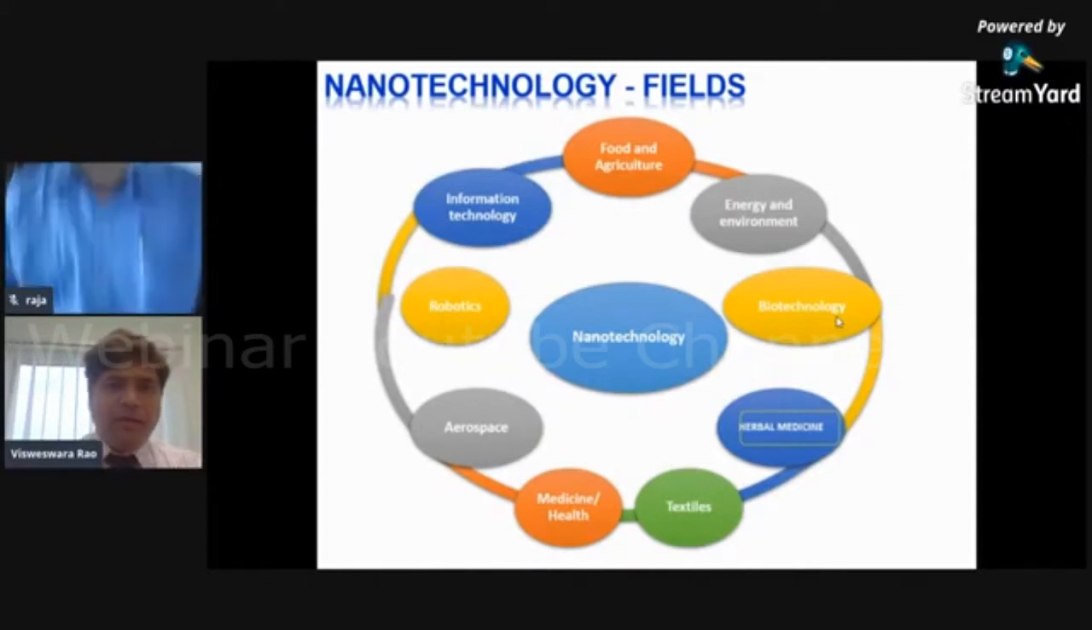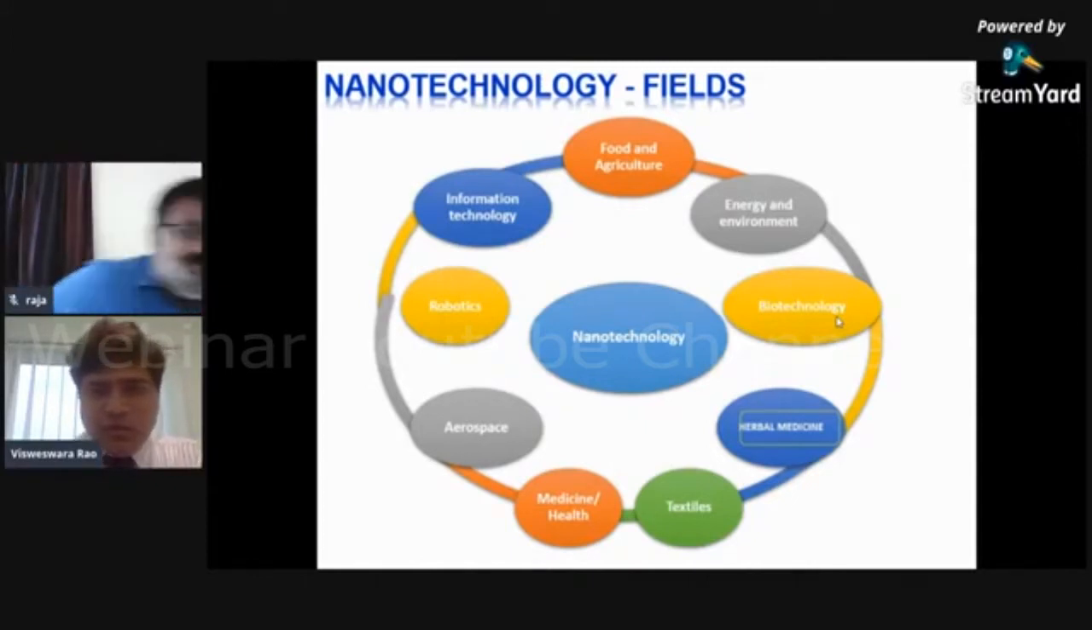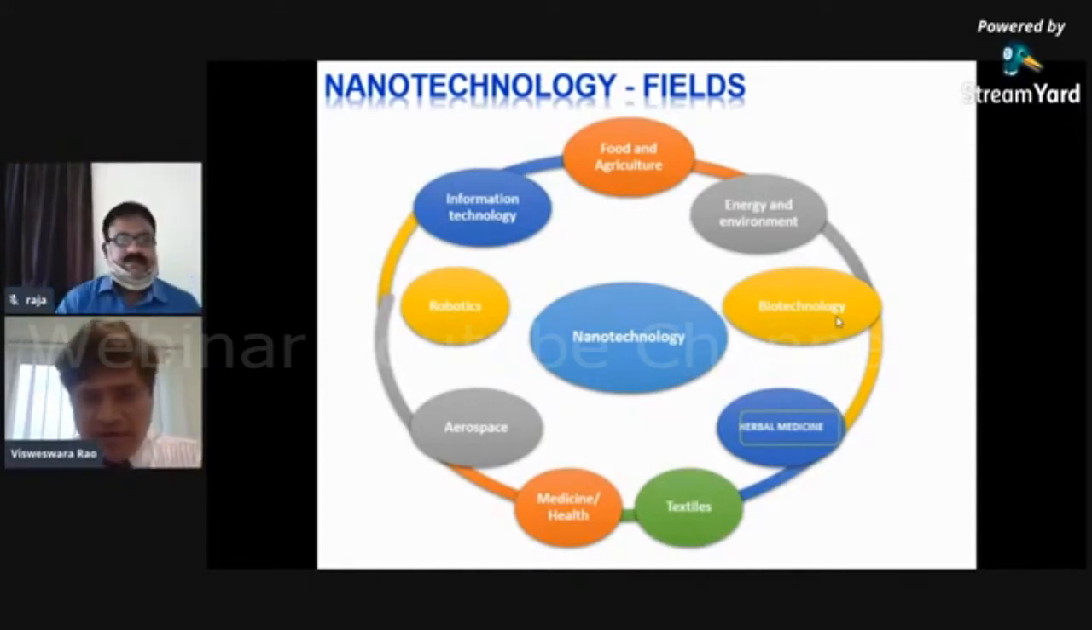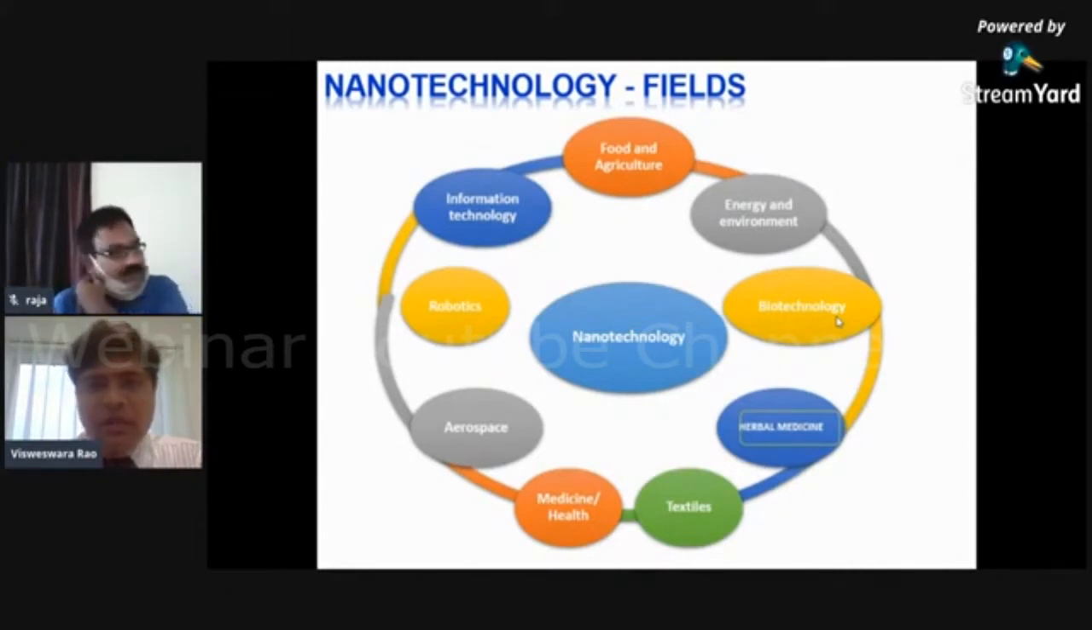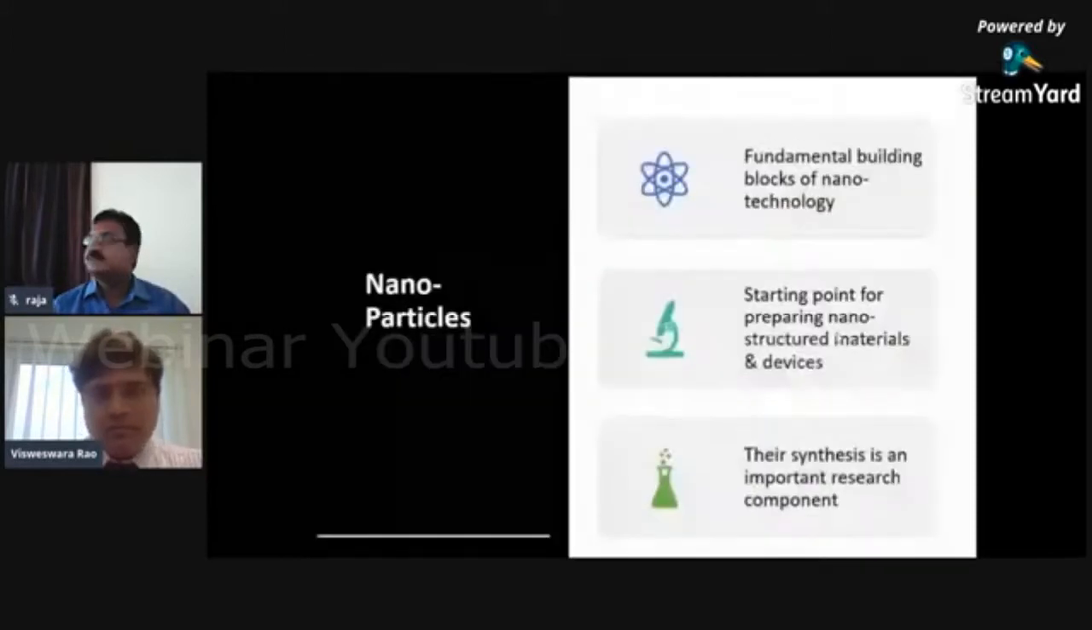But my main area of research is herbal medicine, which I have highlighted here, and also medicine, health sciences, biotechnology, and food and agriculture. These are the different areas I usually focus on.